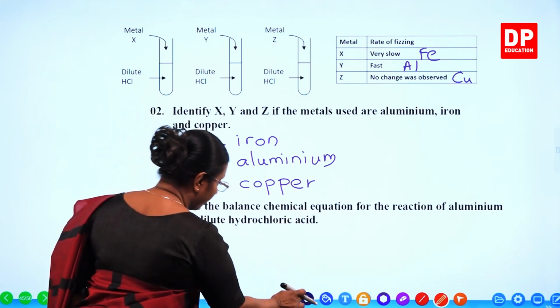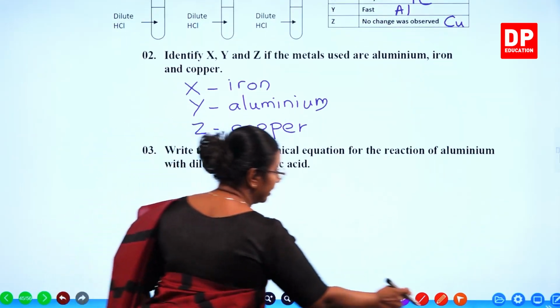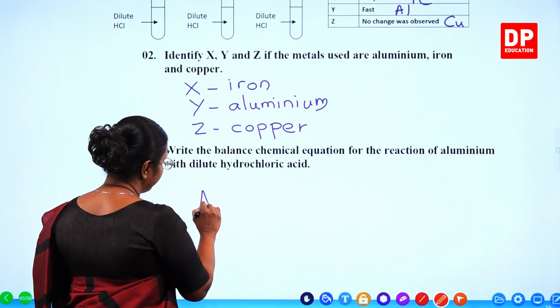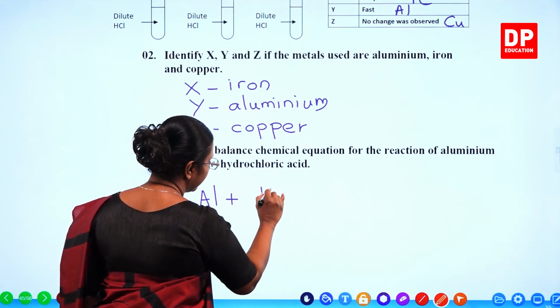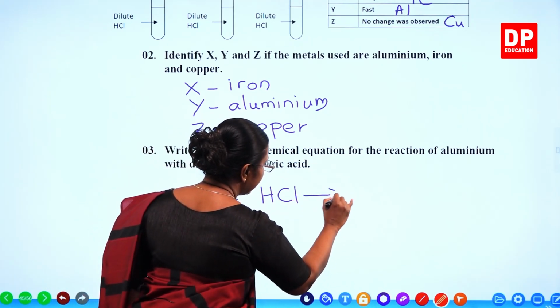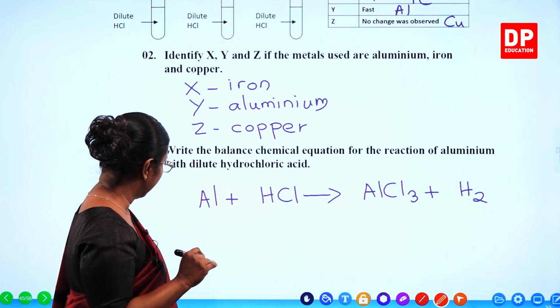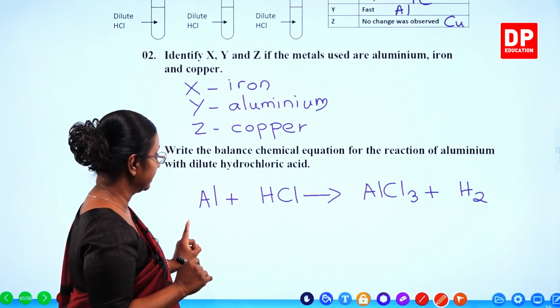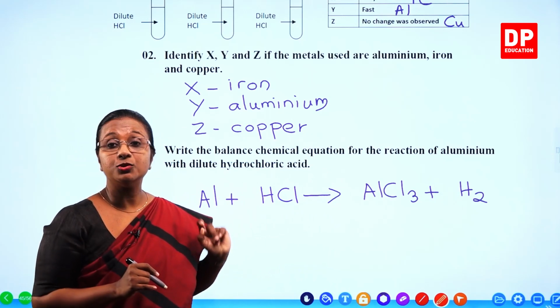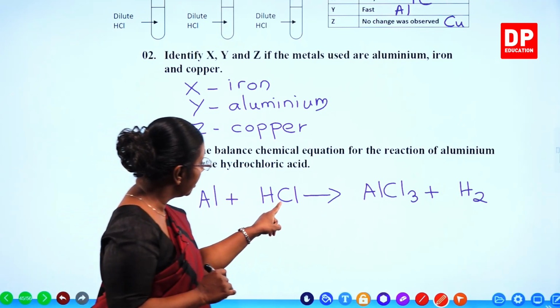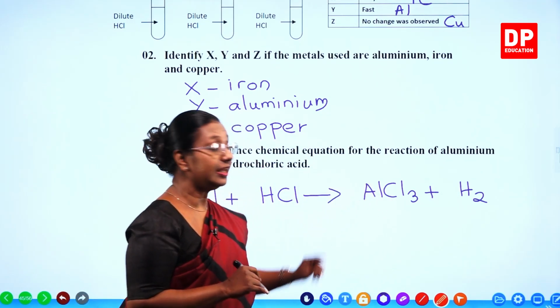Only for the reaction of aluminium with dilute hydrochloric acid. So aluminium is Al, dilute hydrochloric acid, HCl. What are the products? It gives the salt and evolves hydrogen gas. So AlCl3 plus H2 gas. We need to balance this. How do we do that? Now aluminium is balanced. Hydrogen, there's one. There are 2 hydrogen atoms on the product side. Chlorine, there is 1, but there are 3 chlorine.